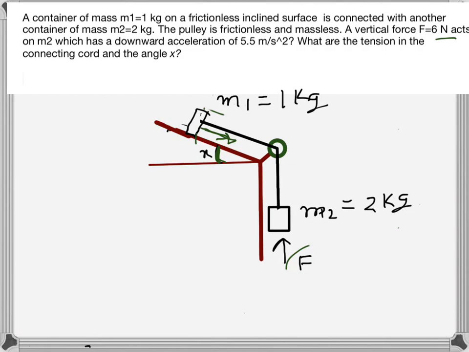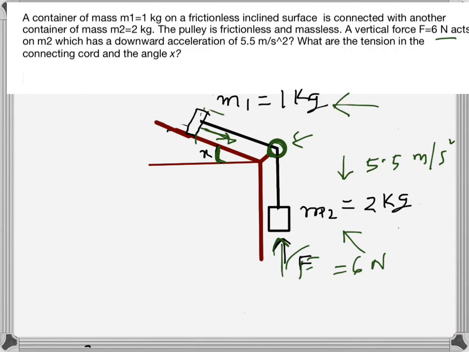So we have a mass here of 1 kg and another mass here of 2 kg. These two are connected by a cord through a pulley. The pulley is massless and frictionless here, and there is a vertical force acting on M2 as can be seen here. F is equal to 6 Newton, and as a result of these forces, M2 has a downward acceleration of 5.5 meter per second square.